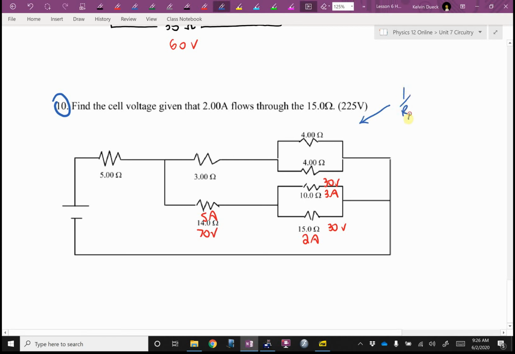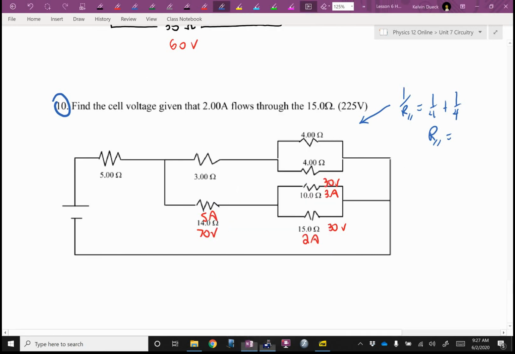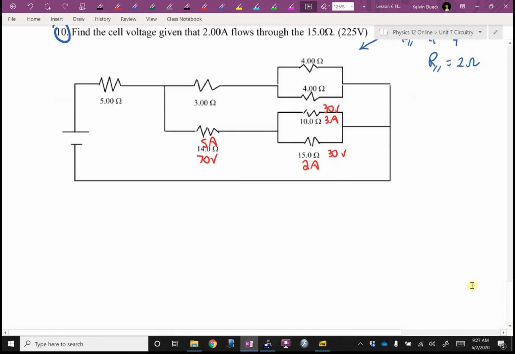1 over R parallel equals 1 over 4 plus 1 over 4. R parallel equals 4 reciprocal plus 4 reciprocal, reciprocal. Oh, 2 ohms. So this whole path, if I do a really quick resketch, I have this. 5 ohms. This whole path here is 5 ohms because it's 3 plus 2.